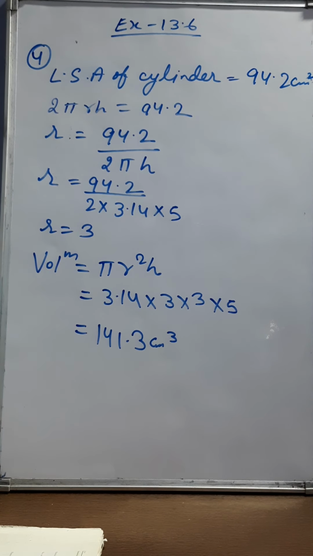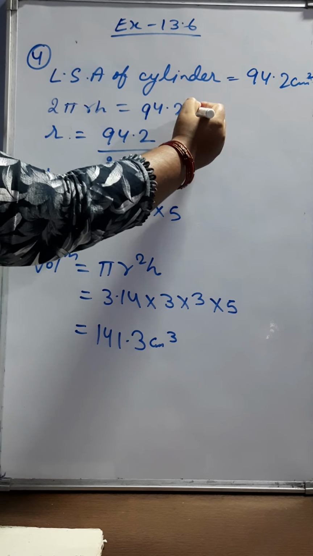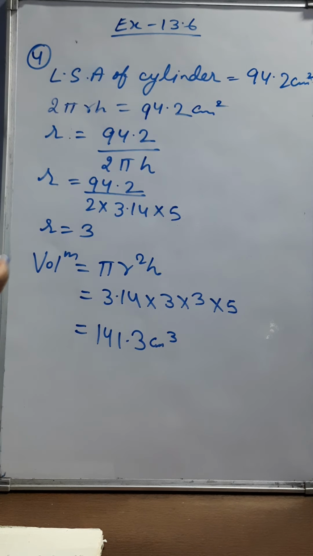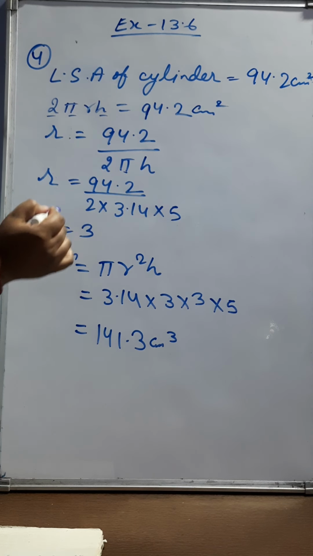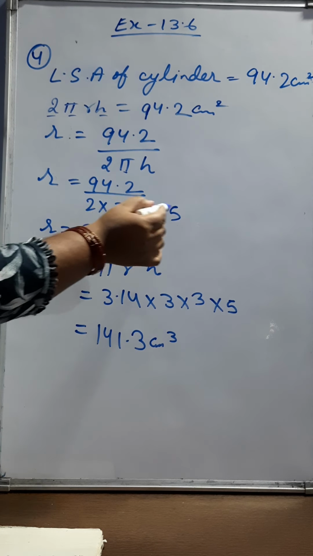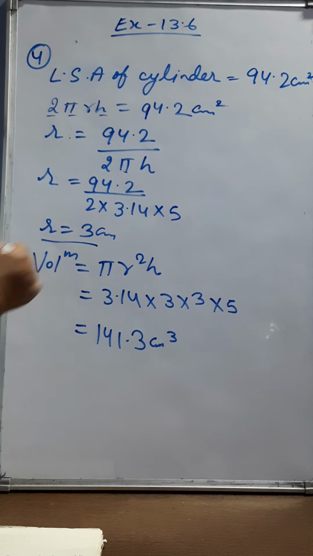Question number 4 says, if the lateral surface of a cylinder is 94.2 centimeter square and its height is 5 centimeter, we have to find its radius and its volume. So the lateral surface area of a cylinder is 2 pi RH is equal to 94.2 centimeter square. Leaving R on this side, on that side we have 94.2 divided by 2 pi H. The value of pi is given in the question as 3.14, that we will put in place of pi, and in place of H 5 centimeter. When you solve this, you will get R is equal to 3 centimeter.